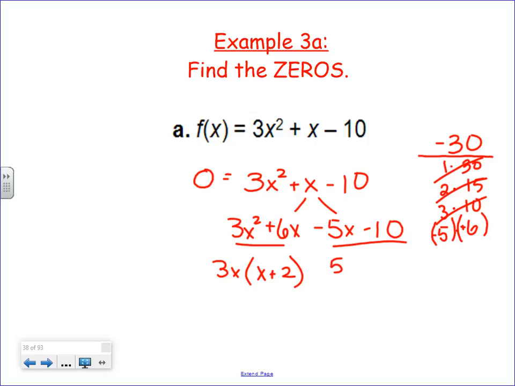Hold on. 5 is not the only thing in common. There's a negative in common too. Pull out the subtraction or the negative with it, which becomes a subtraction. And what do we get inside?